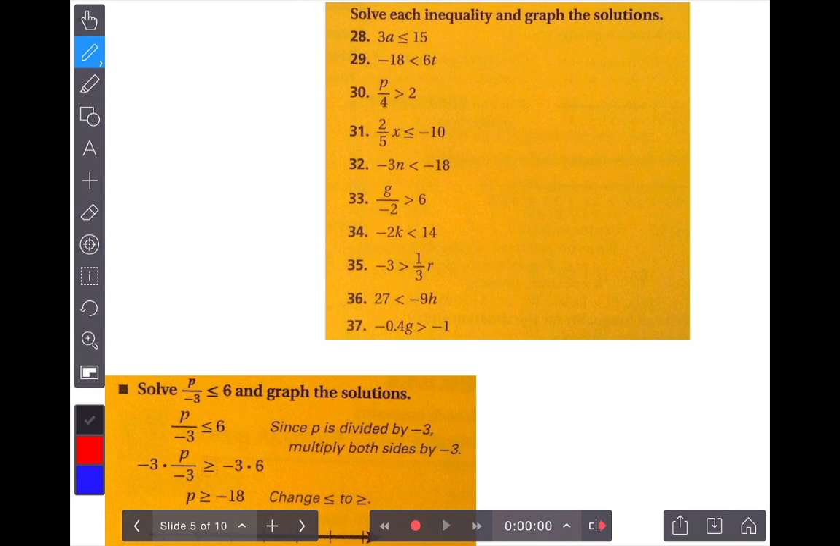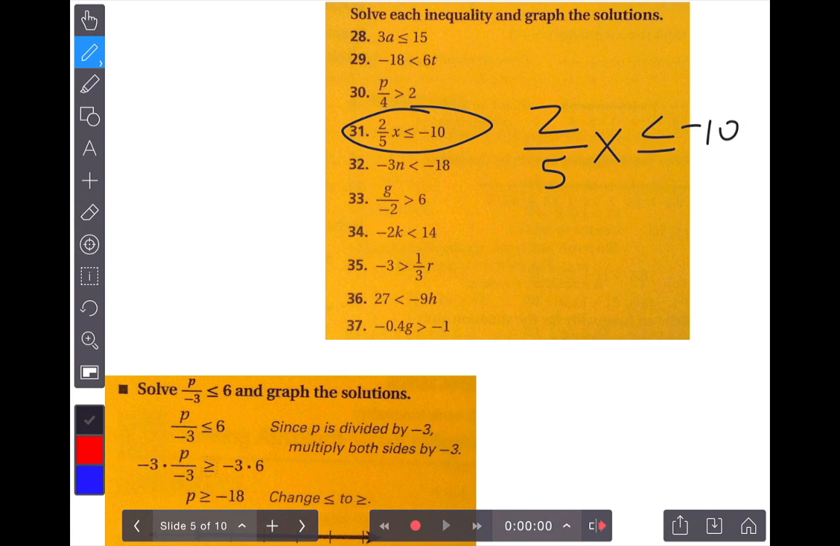Oh, by the way, let's take a look at this one here. This is 2 divided by 5 times x is less than or equal to negative 10. Remember, you have an option. You can either multiply both sides by the reciprocal. And remember, when you multiply by a reciprocal, this cancels out, leaving you with x less than or equal to. Now, you can multiply this straight across and make this negative 20 over 5, which reduces down to negative 4.